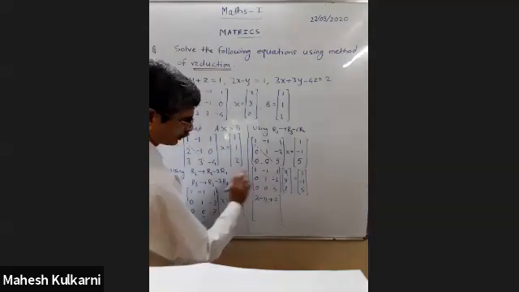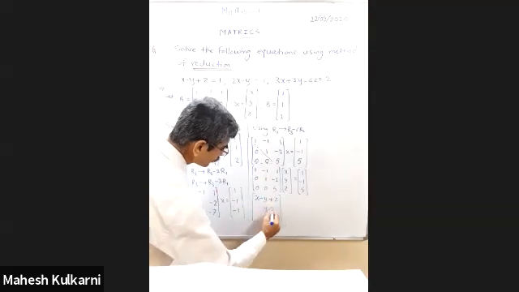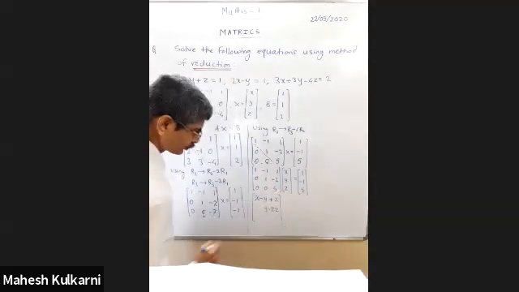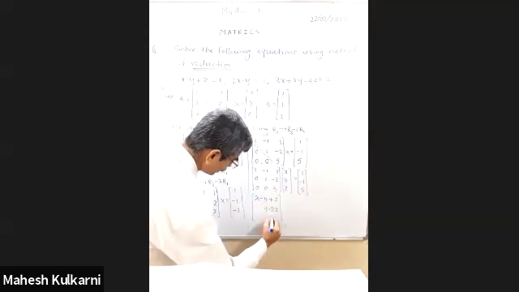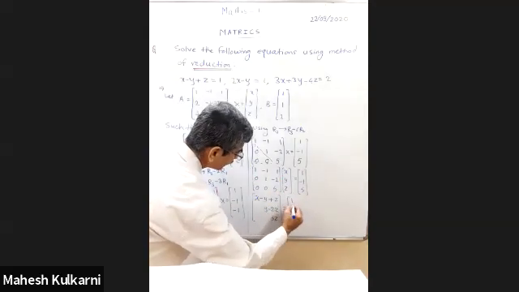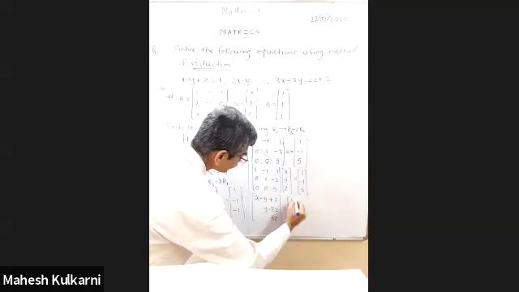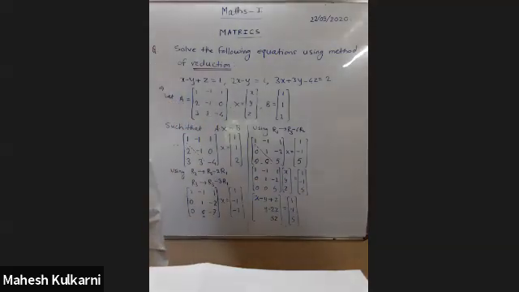Second row, 0 into x, 0 is eliminated. 1 into y, it becomes y minus 2z, so minus 2 into z. And the third one, 0 into x, 0 into y, only 5 into z. So 5z. What about this right hand side? So observe this last thing, in which once again we get three equations.